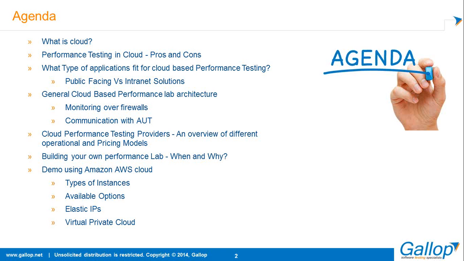And finally, we'll see a demo using Amazon AWS Cloud. And before going to the demo, we'll see what Amazon AWS offers in types of instances and available options, what are elastic IPs, what is a virtual private cloud, etc.